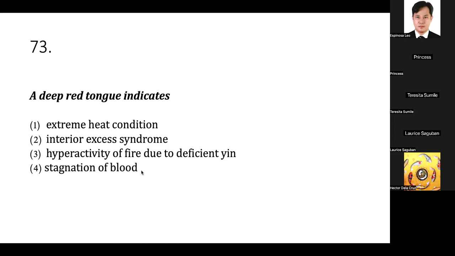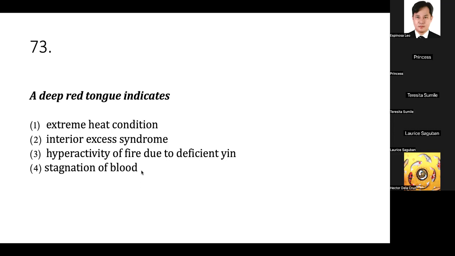Interior excess syndrome, Doc. Hindi, kasi pag interior excess syndrome, kapapasok pa lang niya sa loob. Opo, nag-start pa lang po siya. Oo, pero deep red po. Ano ba ibig sabihin ng deep red? Nag-i-start pa lang o matagal na po siya? Deep red? Matagal na, matagal.